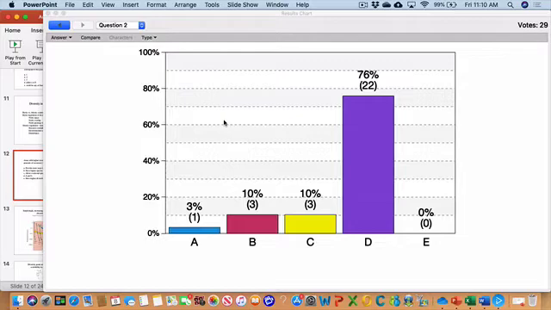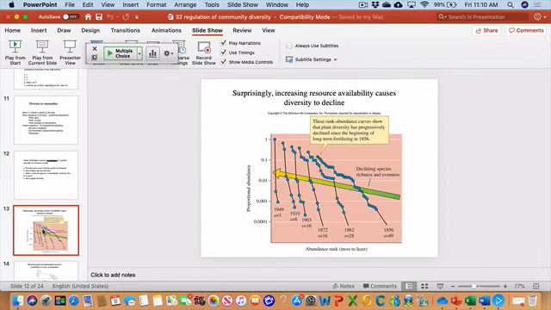Let's see. One of you is picking one of those two. 3 of you are picking the other of those two. 3 people picked our selected species outcompete everybody else. You 3 are right. Everybody else is wrong. Higher resource availability is counterintuitively not related to species diversity, and we'll now go through why that is.